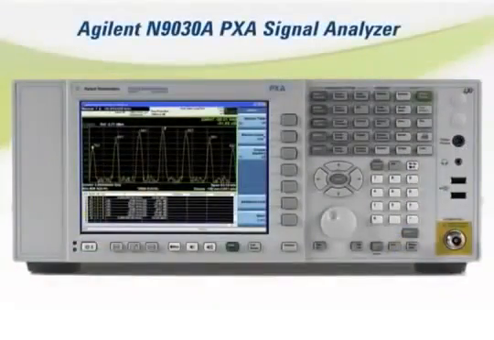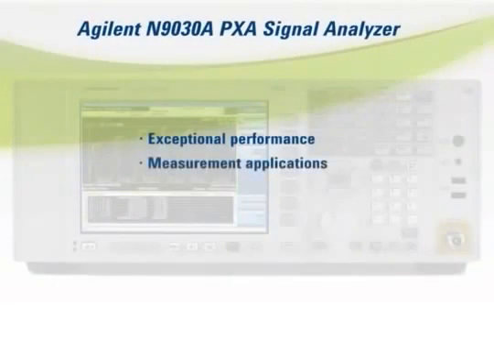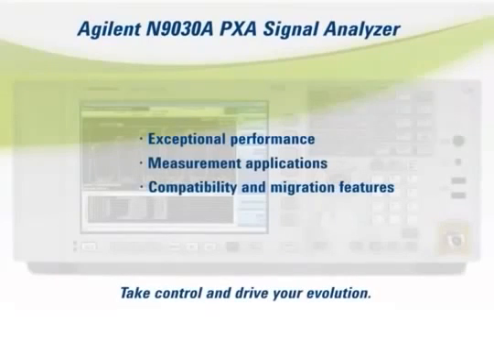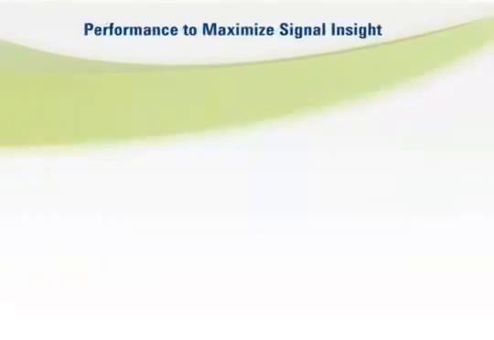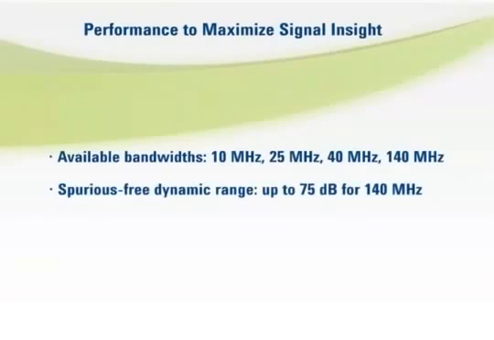The Agilent PXA signal analyzer delivers exceptional performance in every area and adds compatibility features that make it easy to replace and upgrade your legacy systems. 4 PXA frequency range options cover from 3.6 to 26.5 GHz. The extensive PXA feature set is built on a foundation of outstanding performance.